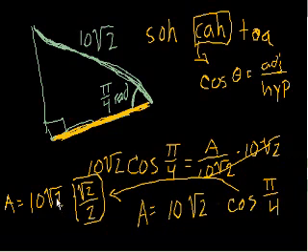And so if we multiply, what's the square root of 2 times the square root of 2? It's 2. So that's 2, and then that cancels with that 2. And so everything cancels except for the 10. So the adjacent side is equal to 10.